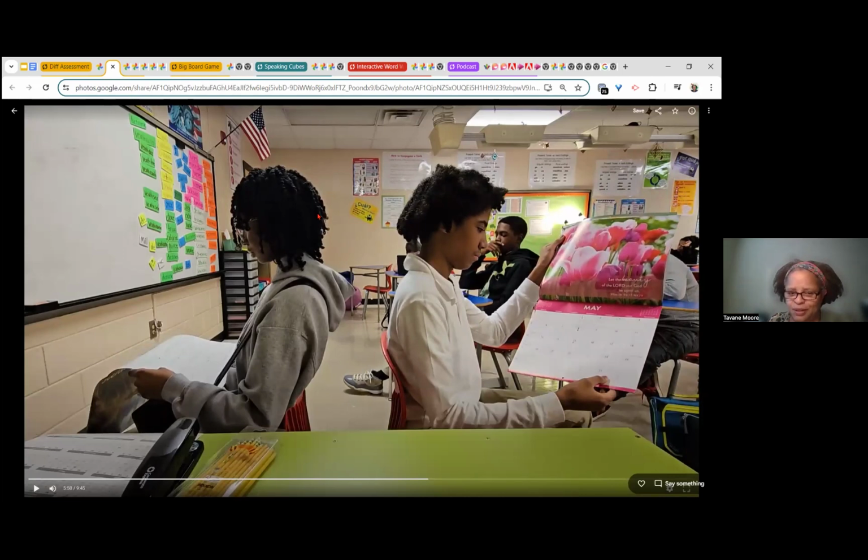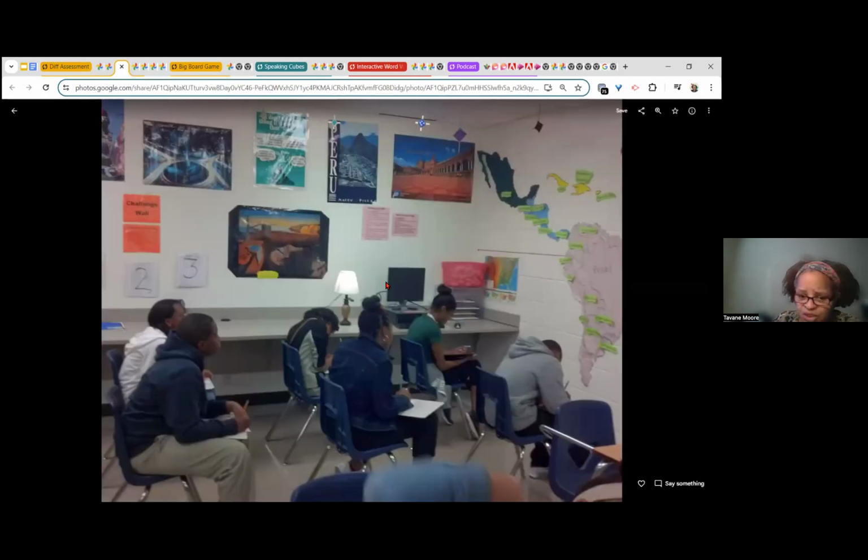Okay, I'm gonna stop right there. Let's see here. These students chose to do this as a visual. This is just a picture, a visual of the countries. They all have a paper, and the countries are numbered up here.